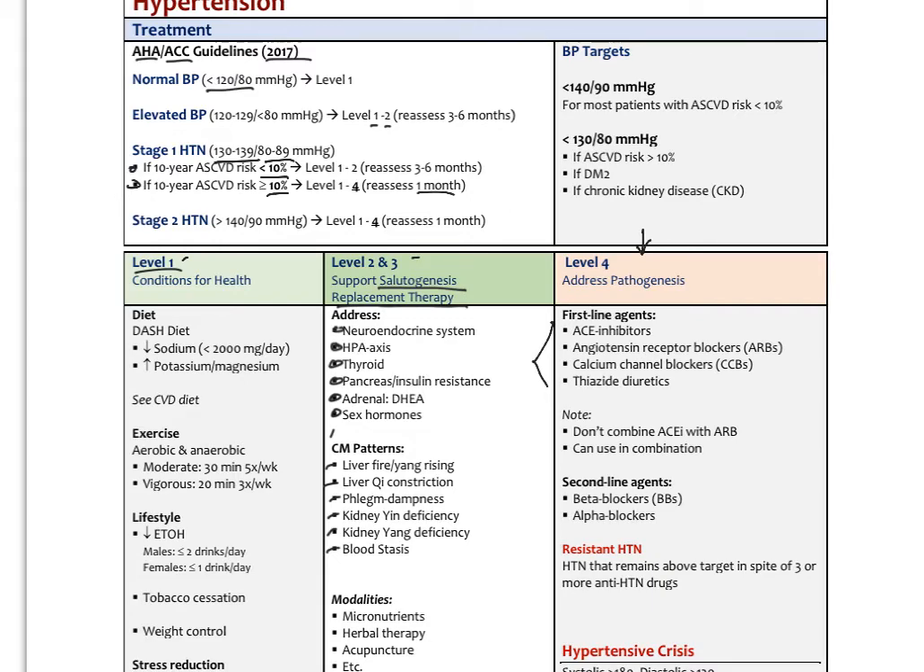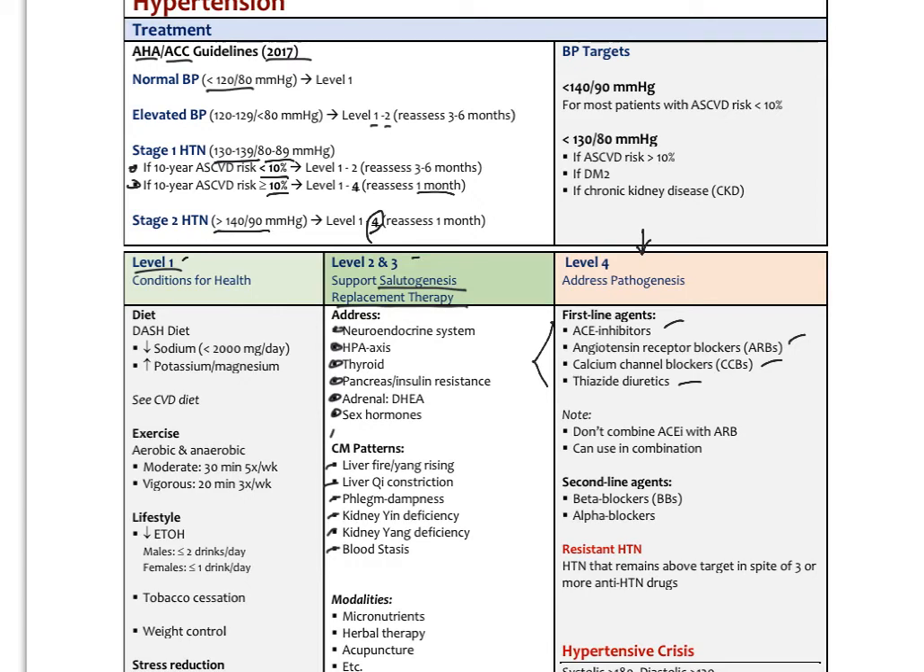If a patient is in stage 2 hypertension, and that's again over 140, over 90, we're going to really emphasize level 4 first and then backtrack on the other levels. So level 4, essentially addressing pathogenesis, we're going to use our most common agents here, and I'll review them all in just a second: our ACE inhibitors, our angiotensin receptor blockers, our calcium channel blockers, and our thiazide diuretics. So that's going to be the typical first-line agents.